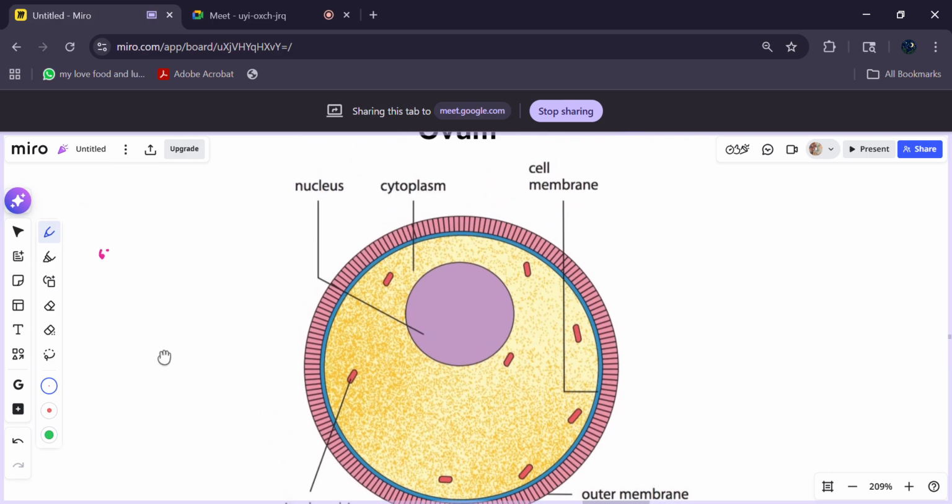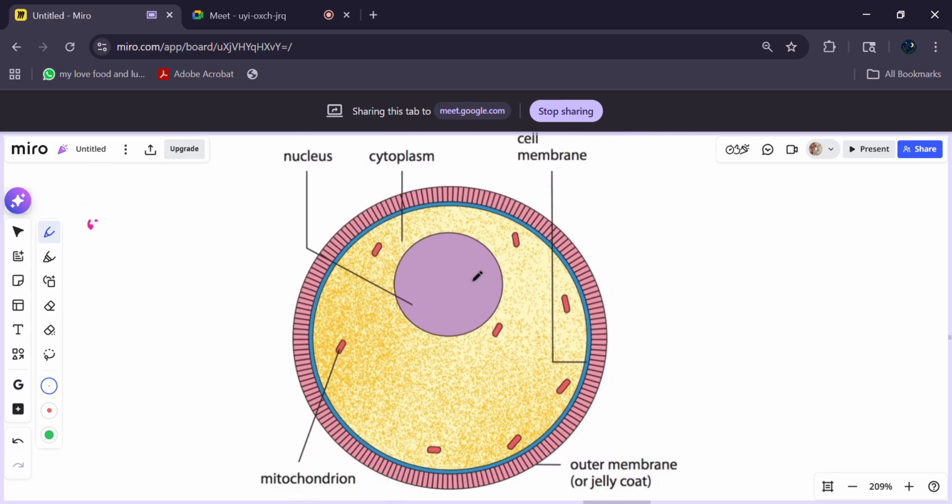Now let's talk about the parts of the egg cell. Just like the sperm cell, it consists of cytoplasm, nucleus, and mitochondria. But unlike the sperm cell, it has a cell membrane and an outer membrane, which is also known as a jelly coat.